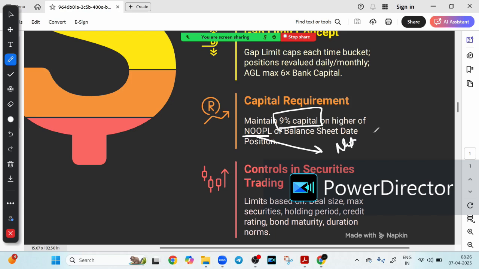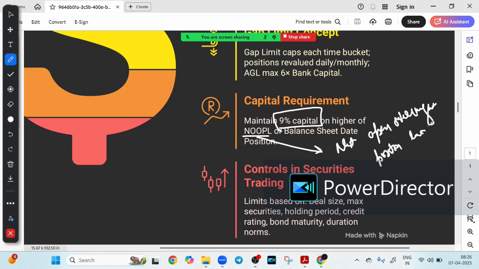So this question is most frequently asked. We are covering only that much which is important from the examination point of view. I have seen the last 5-year papers, and based on that analysis, I am providing you the content. So net open overnight position limit, that is called NOPL. The full form must be known to you.